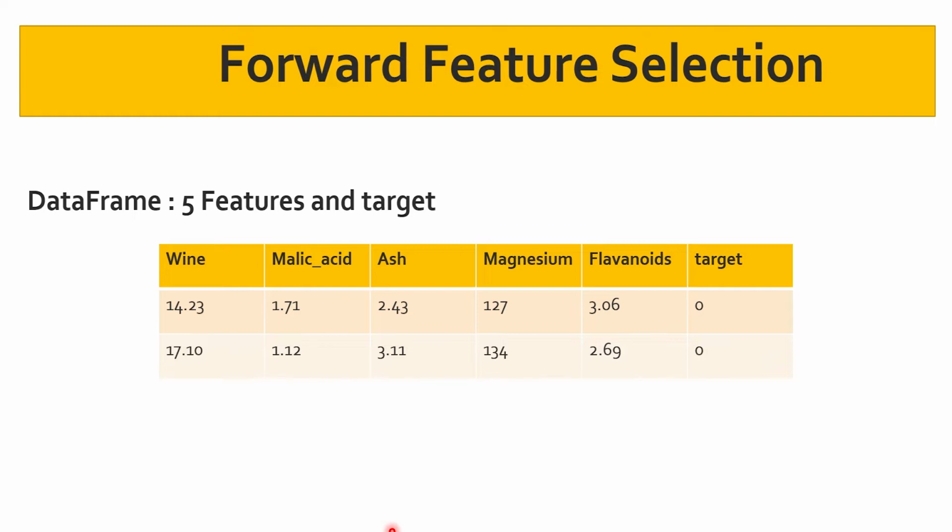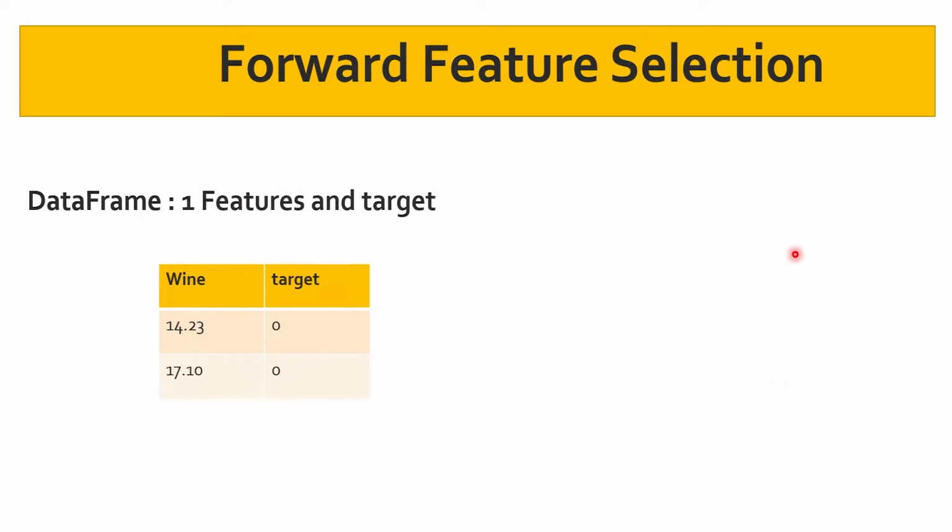In forward feature selection, let's say we have a data set where we have 5 independent variables. The first one is wine, second is malic acid, third ash, fourth magnesium, and fifth flavonoids. And this is a target variable. So in feature selection, first it will consider the first feature and the target variable. So in our first model, we will just have this wine variable and the target variable.